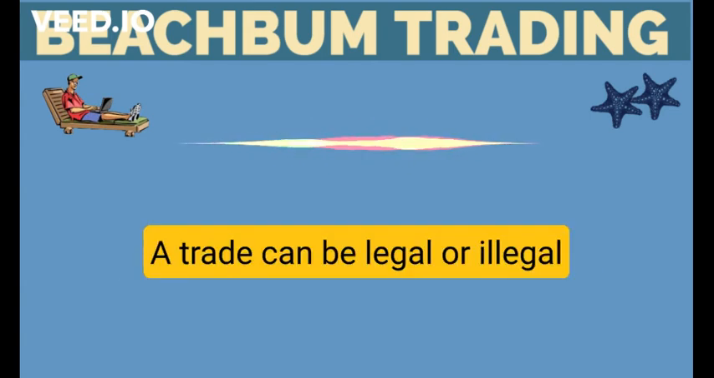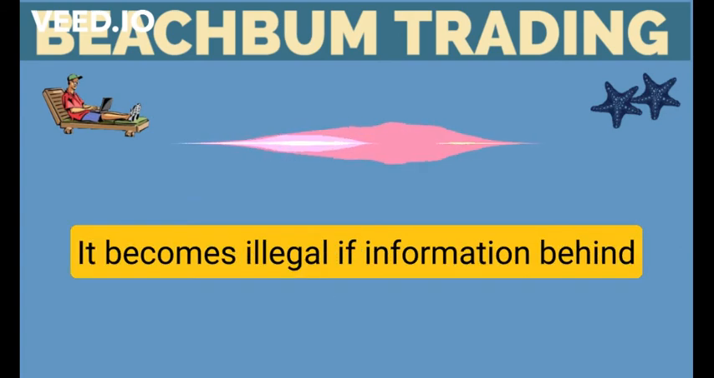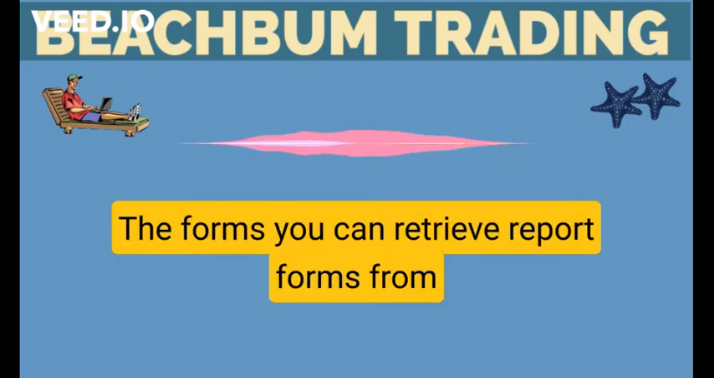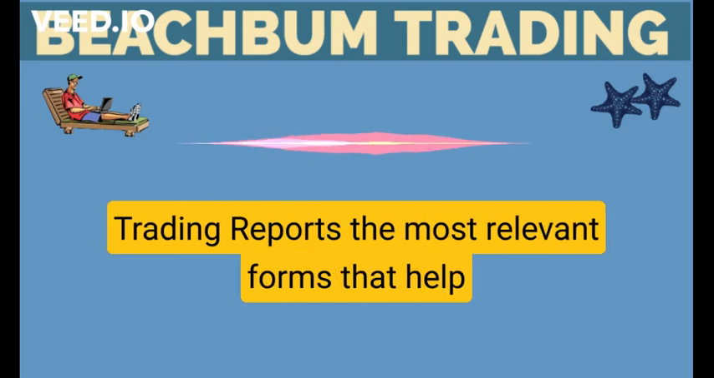A trade can be legal or illegal depending on when an insider makes it. It becomes illegal if information behind the trade is not public. The forms: you can retrieve reporting forms from the SEC's EDGAR database or the SEC Info Insider Trading Reports.